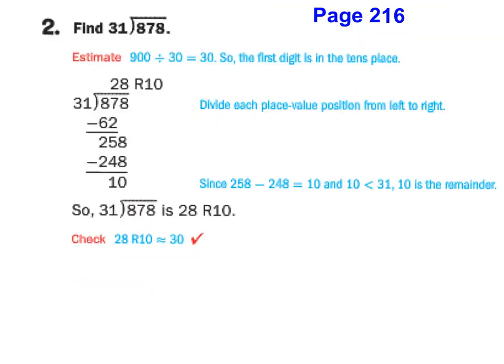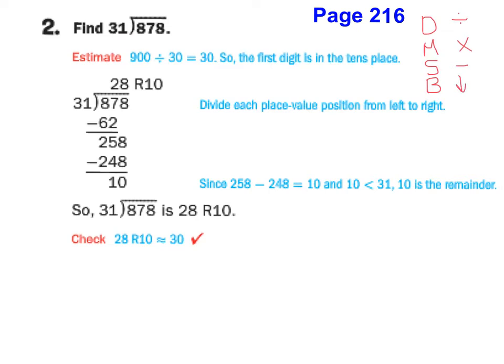Let's try another one. Number 2, we have 31 divided into 878. 878 is really close to 900, and 31 I could round off to 30. And 30 goes into 900 30 times. So again, my first digit should be in the tens place because I have 3 groups of 10 right here. So I'll write down my little reminder, D, dad, mom, sister, brother.